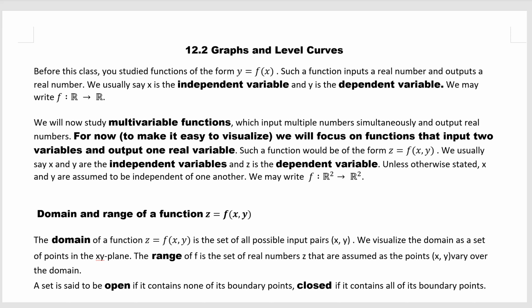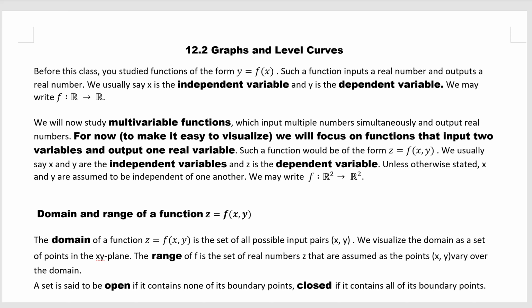We will now study multivariable functions, which input multiple numbers simultaneously and output real numbers. For now, to make it easy to visualize, we'll focus on the function that inputs two variables and outputs one real variable. Such a function will be of the form z equals a function of x and y. We usually say x and y are the independent variables. So here we have two independent variables. They're like the inputs. And z is the dependent variable. So z is like the output.